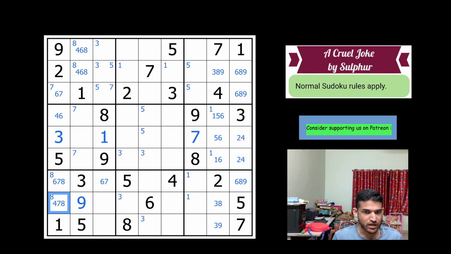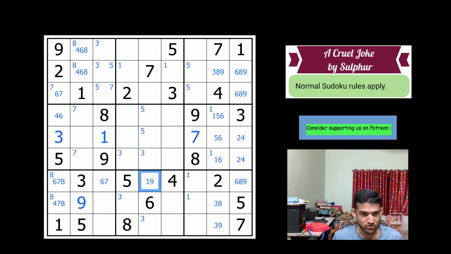Now let's look at row 7. Look at this cell in particular, 2, 3, 4, 5, 6, 8 and 7. So that leaves us exactly 2 digits for this cell, which are 1 and 9. Interesting.